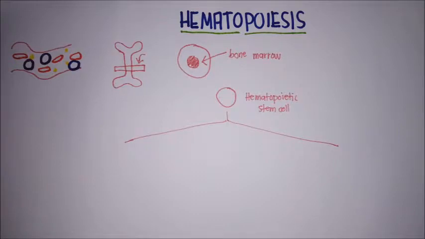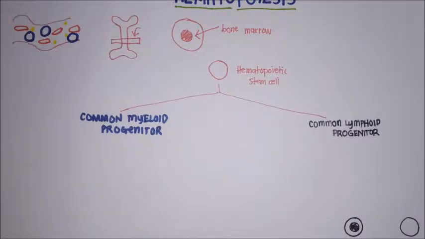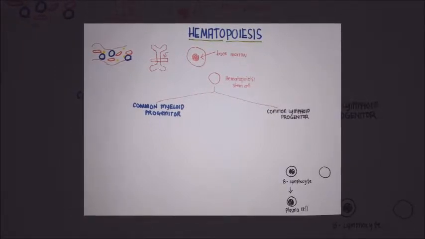All of the cells you see in the blood belong to either the common myeloid progenitor or the common lymphoid progenitor. The lymphoid group includes two different types of blood cells. First is the B cell. This cell has a nucleus that takes up the majority of the cell, and this cell is a B cell or B lymphocyte. It's very similar in appearance to the other type of lymphoid cell. When a B lymphocyte enters the bloodstream, it becomes a plasma cell.